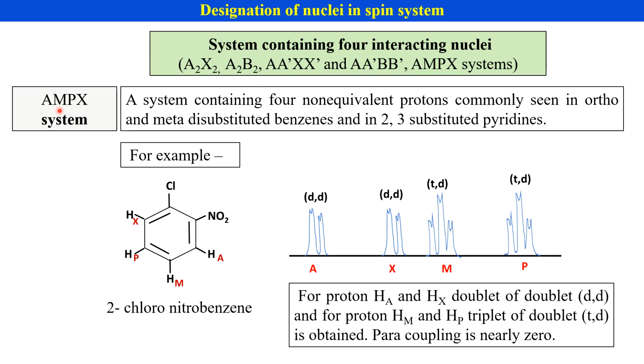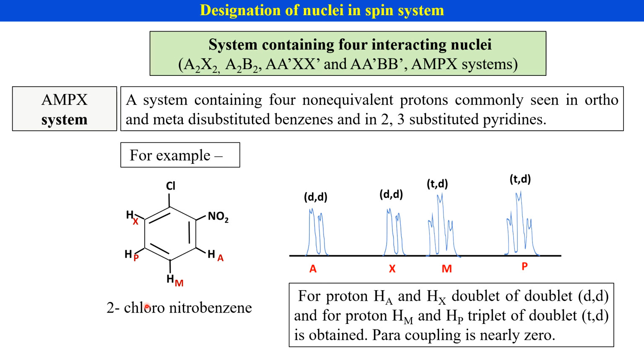Then next system is AMPX system. As the letter denotes AMPX, there are four sets of protons, but their chemical shift values are widely different in nature. For example, such type of systems are seen in ortho and meta disubstituted benzenes and in 2,3 substituted pyridines.